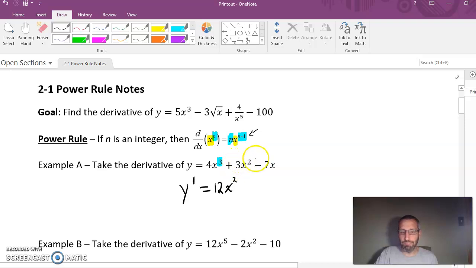All right, let's do the second one. Power is 2, multiplied by the coefficient out front. 2 times 3 is positive 6. Keep the x the same. Subtract 1 from the exponent. It was 2. 2 minus 1 is 1.